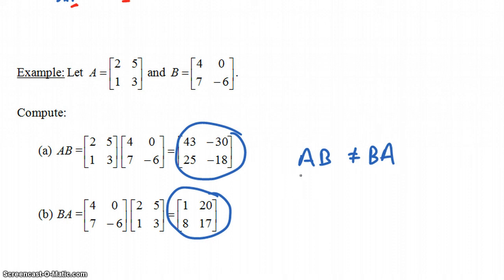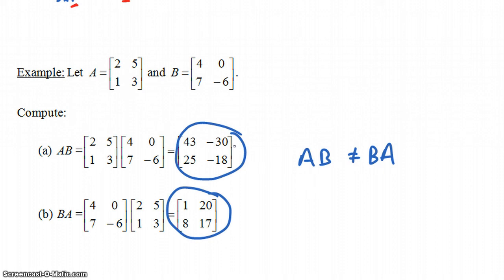Now, there are some cases when A times B will be equal to B times A. For example, if A and B are inverses of each other, or if either A or B is the identity matrix, there are some cases where A times B will be equal to B times A.